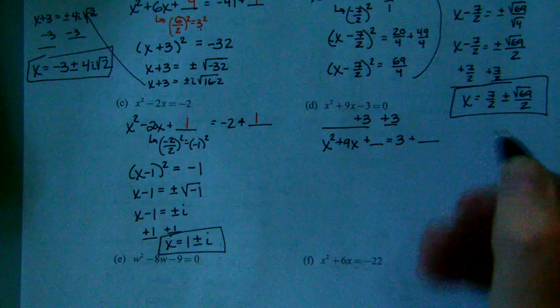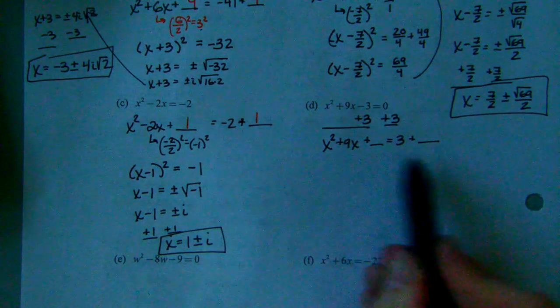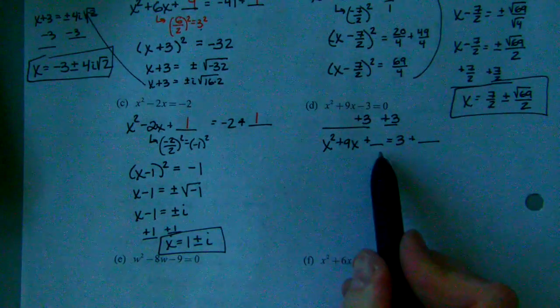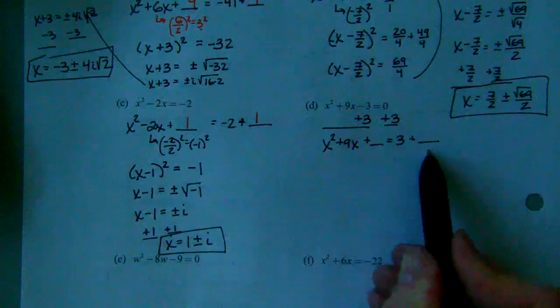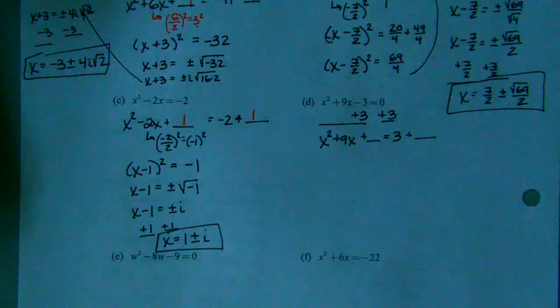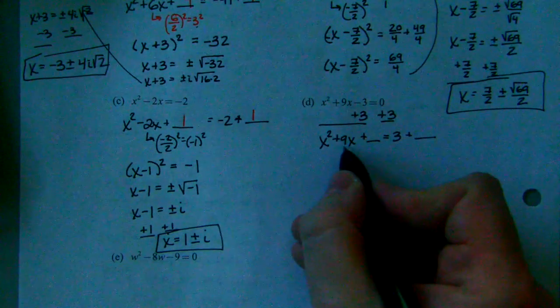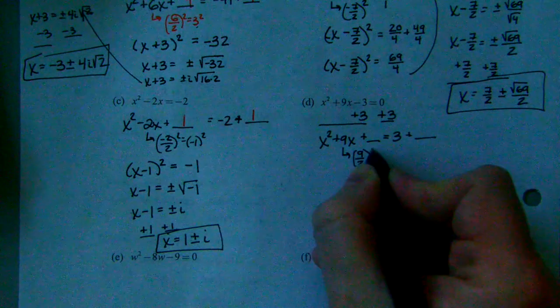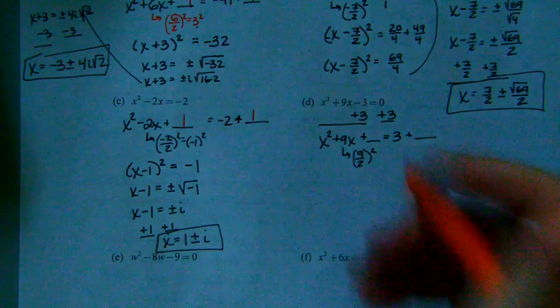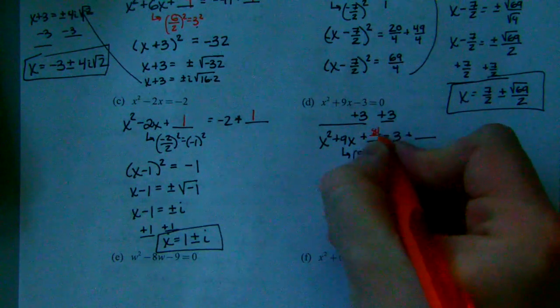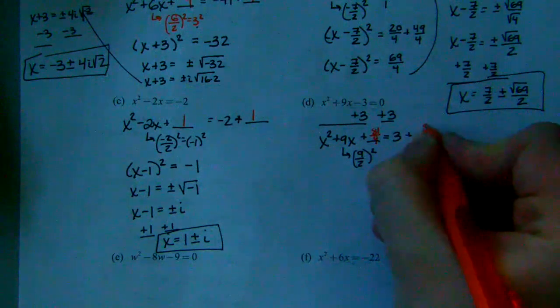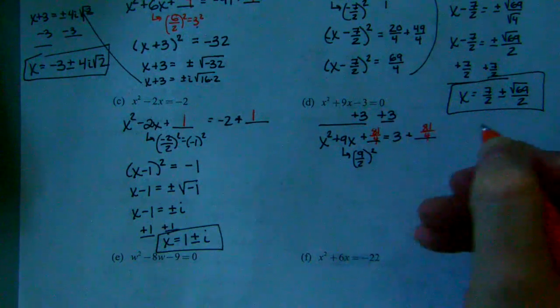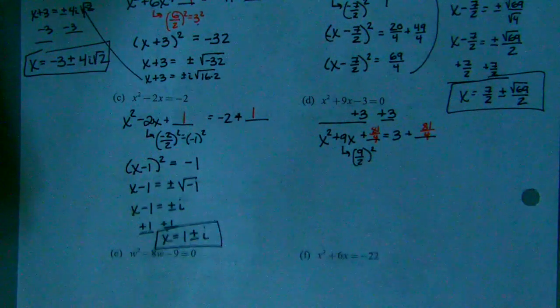Now let me ask that question again. This thing I'm going to add to both sides: integer, or will it be a fraction? Well, I think because that middle number is an odd number, we're going to get a fraction here. 9 over 2 squared, you're going to be getting 81 fourths that you have to add to both sides. I'm going to add 81 fourths.